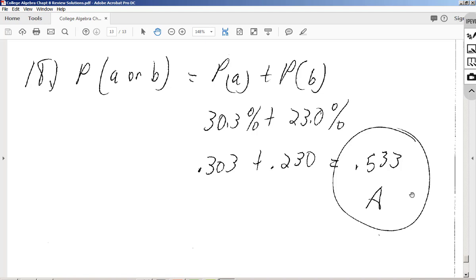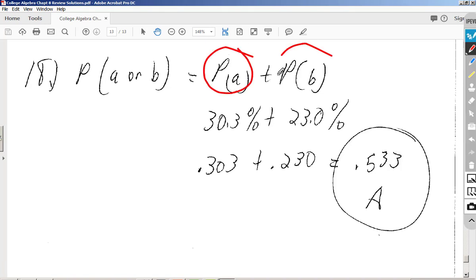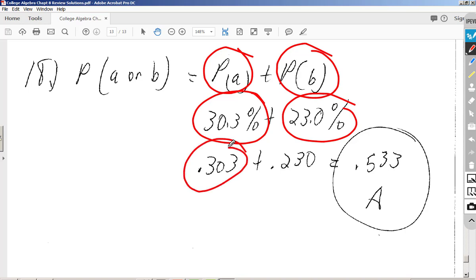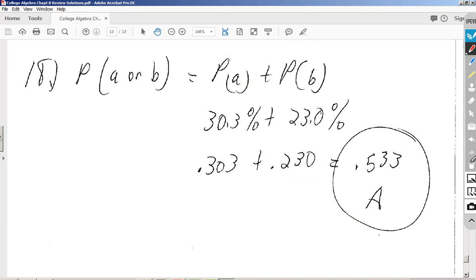So remember, A or B, that would be the probability of A plus the probability of B. So we just got to find the probability of disease A. The probability of disease A is 30.3%. The probability of disease B looks like it's going to be 23%. So now add those together. We've got 0.303 plus 0.230. Add those together, and you get a total of 0.533, which is answer A.